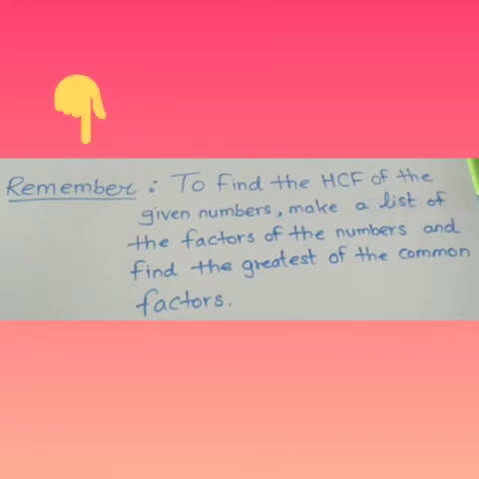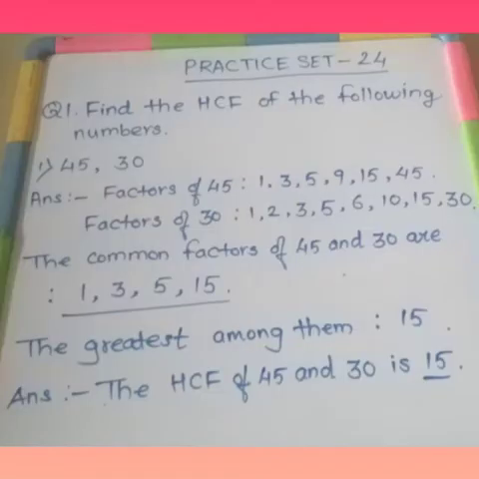Remember, to find the HCF of given numbers, make a list of factors of the numbers and find the greatest of the common factors. Now we understood how to find the HCF, that means the highest common factor of given numbers. So let us move to solve our new practice set, that is practice set number 24. Find the HCF of the following numbers. The first sum: 45, 30.